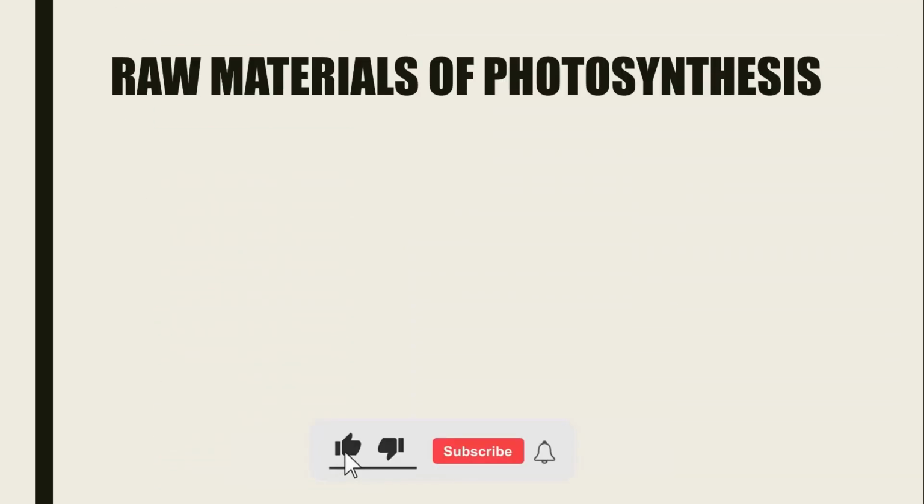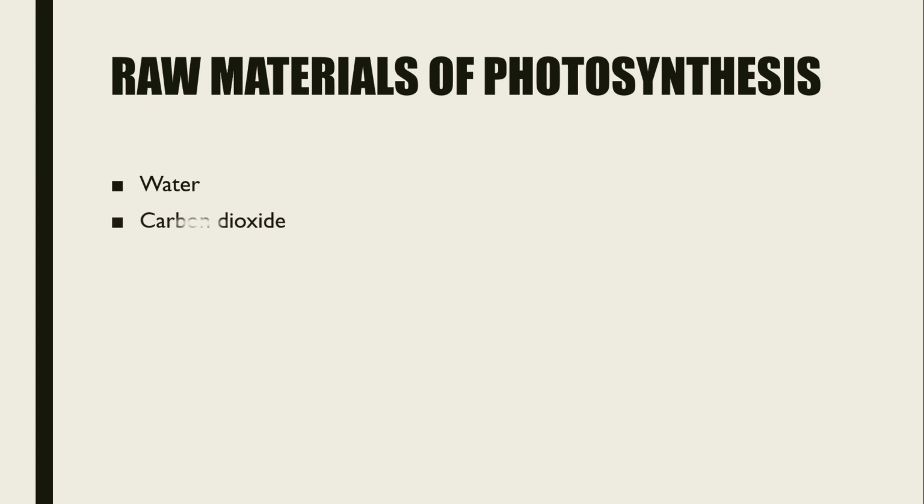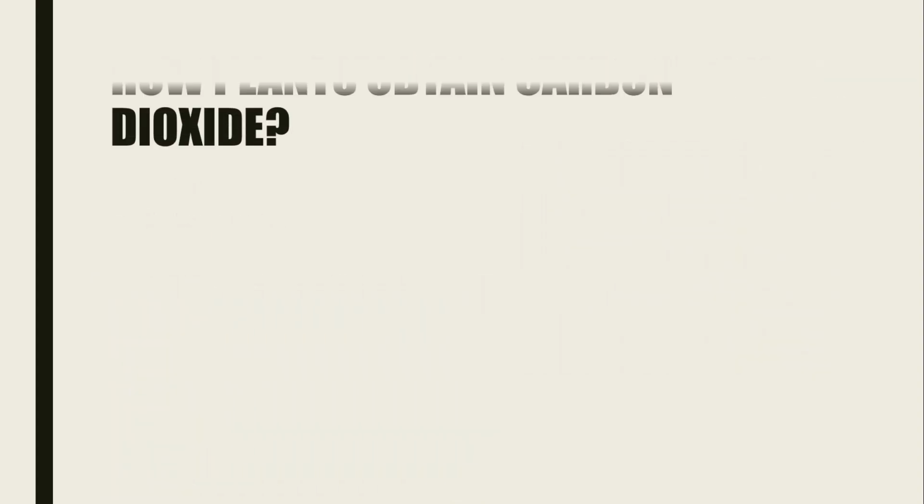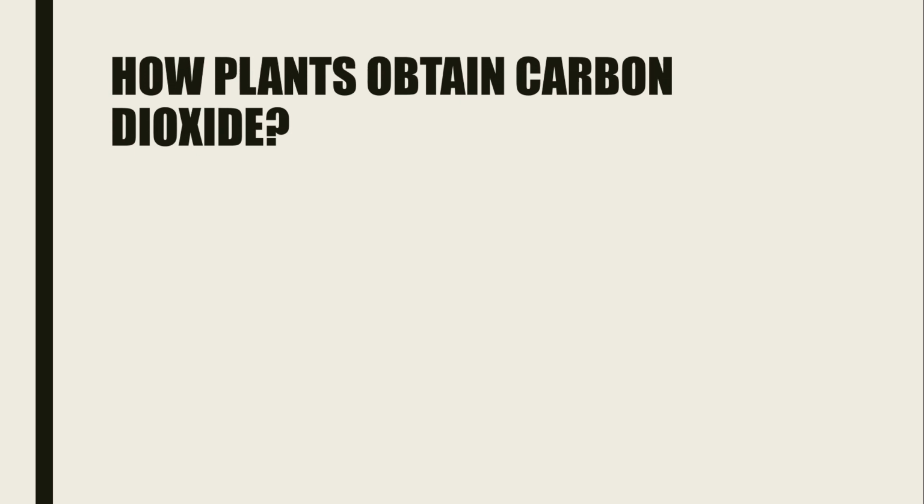And then the raw materials for photosynthesis are water and carbon dioxide. So a question may be asked in the exam to write the raw materials in photosynthesis, and you can write it as water and carbon dioxide. And a question may arise in your mind, and that is, how does the plant obtain carbon dioxide and water? Now let's see them one by one.